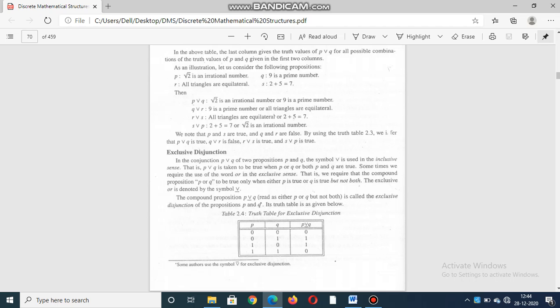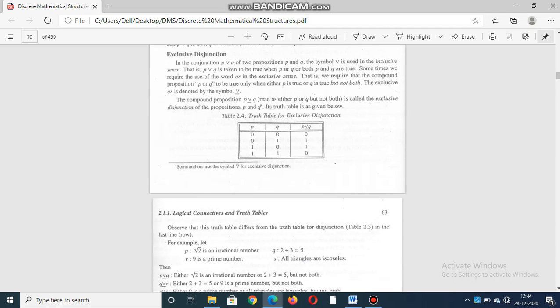Here you observe P is 0, Q is 1. Both elements are different. That's why the output is 1. Here you observe P is 1, Q is 0. Both elements are different. That's why the output is 1. So this mechanism we call exclusive disjunction.